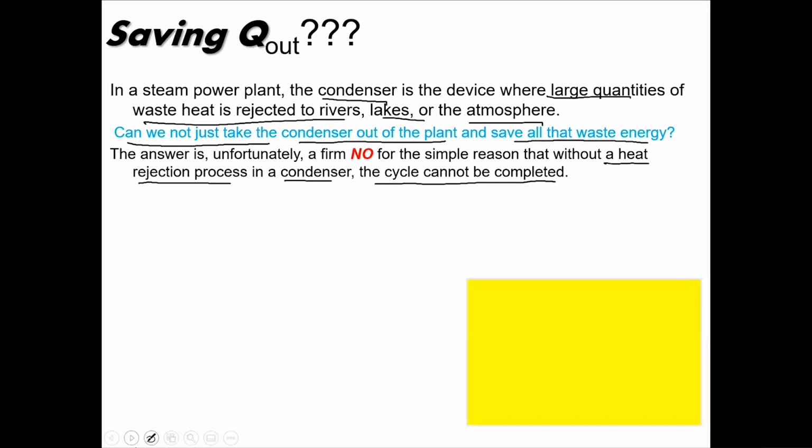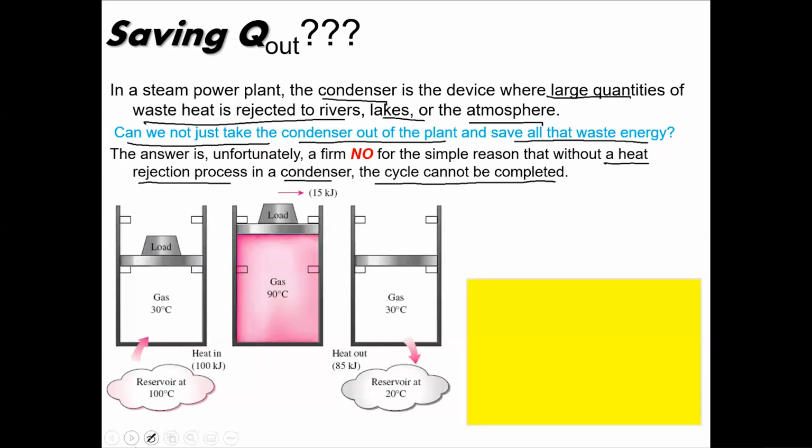To illustrate this, let us have a piston cylinder assembly. Within the piston cylinder assembly, you have a gas which is initially at 30 degrees centigrade, and there are two stops placed within the piston. This is the lower stop, and these are the upper stops. The piston head contains a certain amount of load on top of it. Now, if the piston head is brought in contact with the reservoir at 100 degrees centigrade, due to the temperature difference, heat would be transferred to the gas.